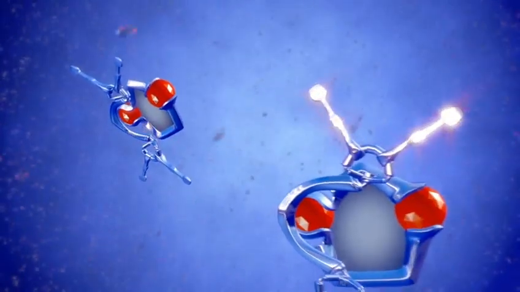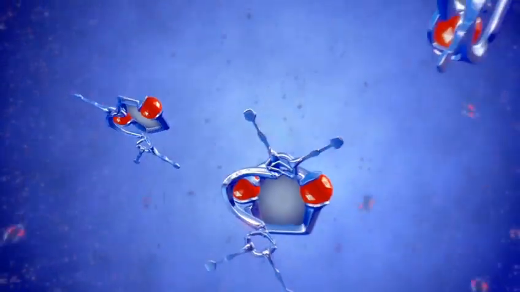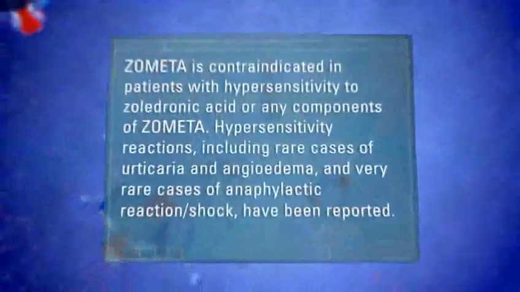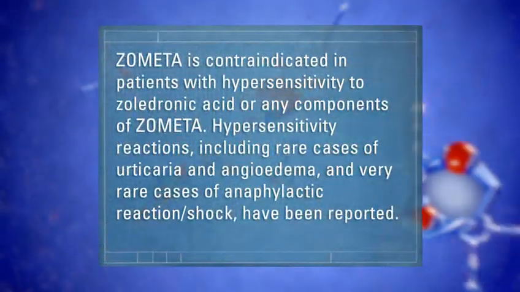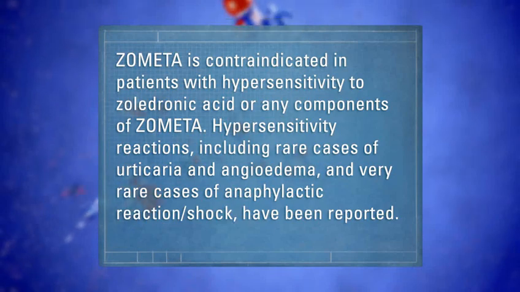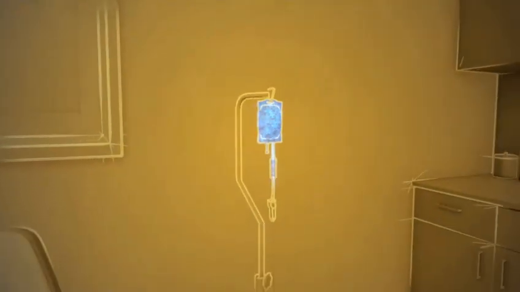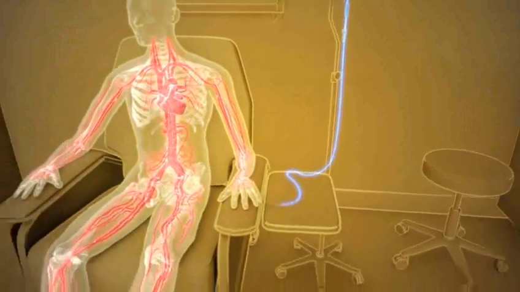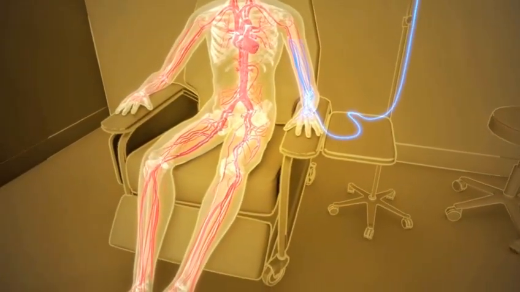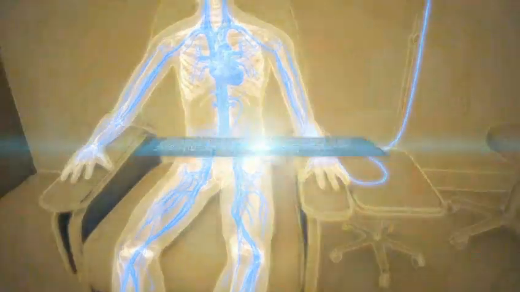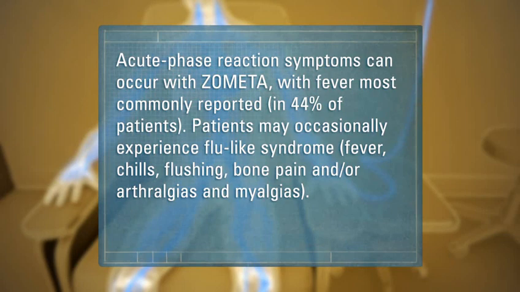Zometa, zoledronic acid injection, with its double nitrogen molecular structure, is a strong inhibitor of osteoclast-mediated bone resorption. Patients with hypersensitivity to zoledronic acid should not take Zometa. Zometa is administered once every 3 to 4 weeks as an intravenous infusion over no less than 15 minutes. Patients may occasionally experience flu-like syndrome after a Zometa infusion.